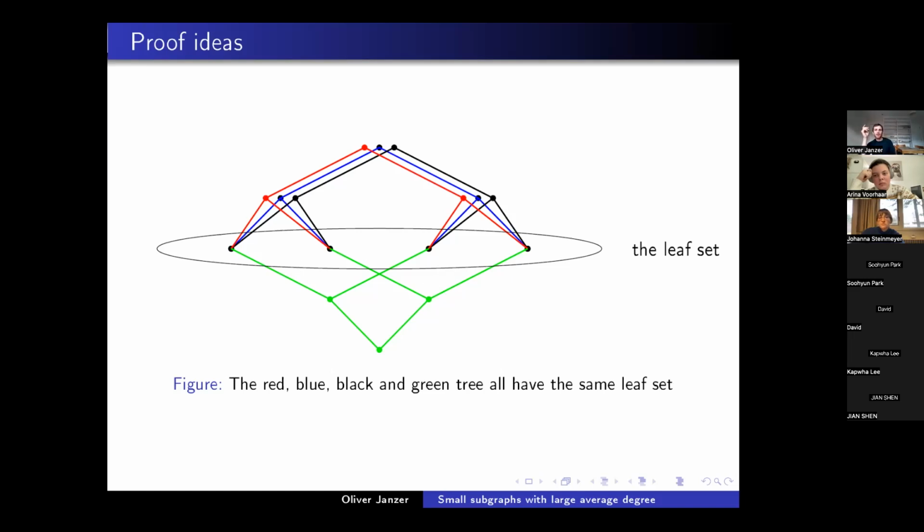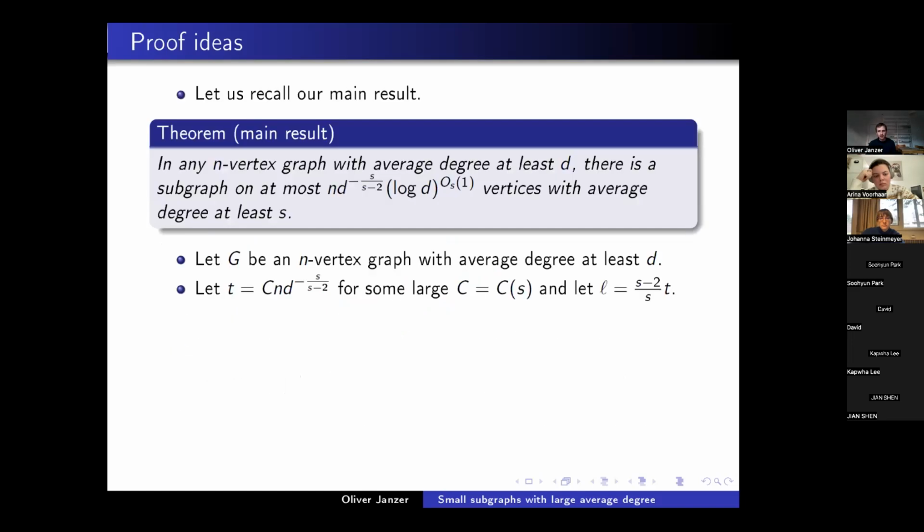So what will matter is how many leaves the tree has compared to the number of vertices it has. We now have to carefully choose this tree so that the number of edges and vertices just differ by 1, these two numbers. The number of edges or vertices will be about this target size, and the number of leaves will be a constant proportion of this. So it's going to be (s-2)/s times t.